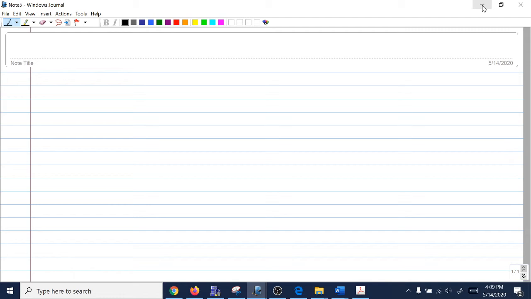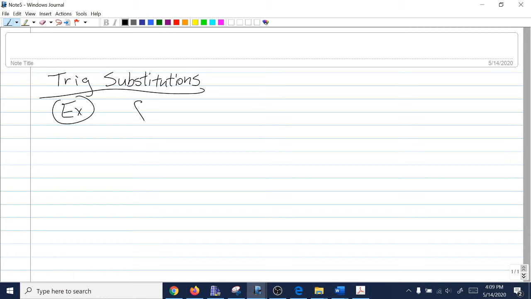Here we go. We're getting started with trig substitutions, and before I tell you what a trig substitution is, I'm just going to do a trig substitution so you can see how powerful it is. Here is an example. Suppose I want to integrate the square root of 9 minus x squared over x squared dx. These kind of square root things are generally a huge hassle. It's really hard to get stuff out of the square root.